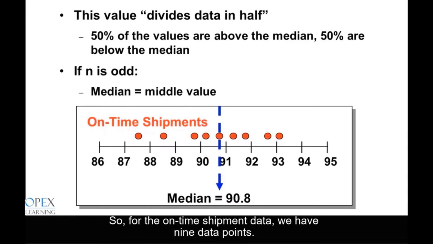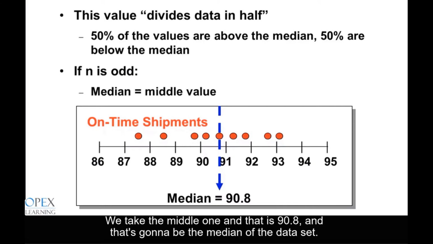So for the on-time shipment data, we have 9 data points. We take the middle one, and that is 90.8, and that's going to be the median of that data set.